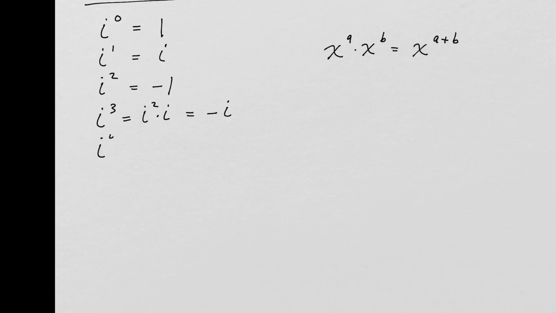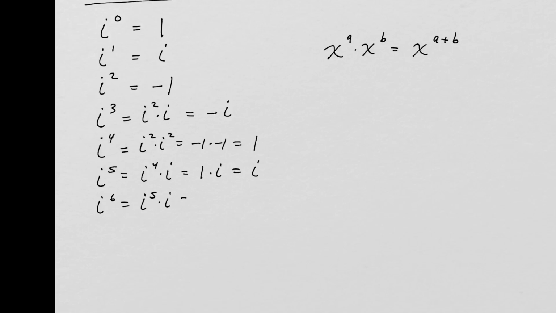Then if I do i to the 4th, the easiest way to think about this is i squared times i squared. But remember, that's negative 1 times negative 1. That's 1 again. If I do i to the 5th, well, that's i to the 4th times i. So that's going to be 1 times i, which is i. If I do i to the 6th, that's going to be, you can do i to the 5th times i, or I could say i to the 4th times i squared, however you want to do it. Let me just do it as i to the 5th times i.